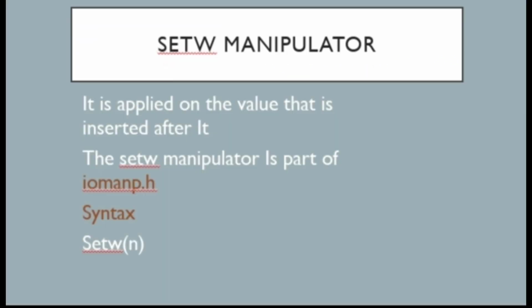Remember that the setw manipulator uses the iomanip.h header file for its manipulation. It is used with the header file and the insertion operators, and it is used after the cout. You can see the syntax here, that is setw bracket and bracket close, which means in a program you can write setw and you can write the width inside the bracket.